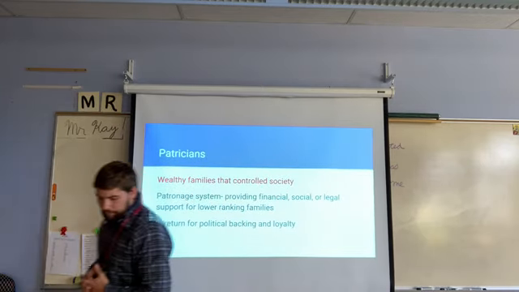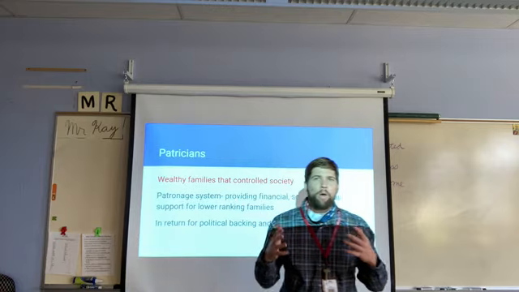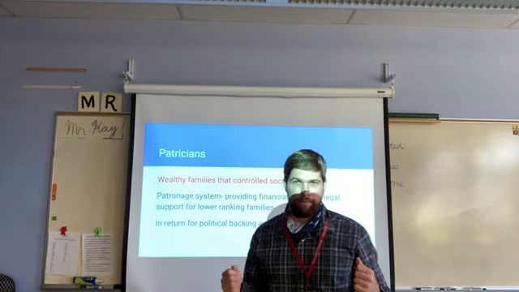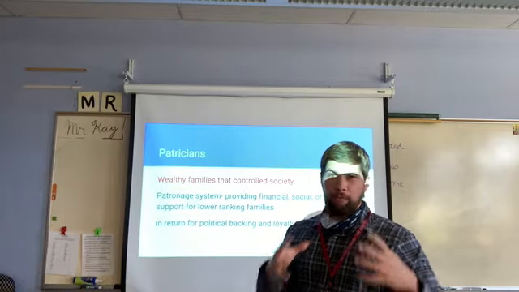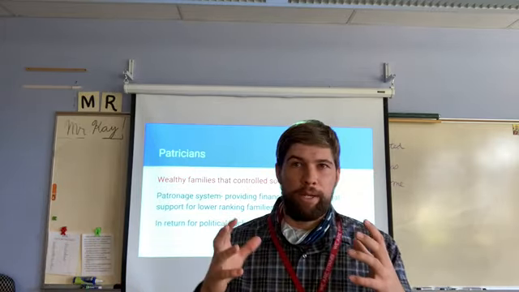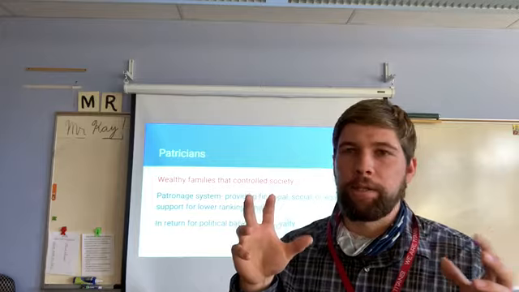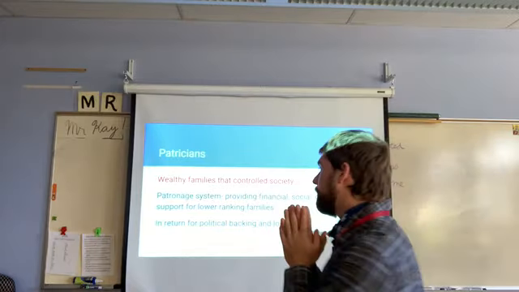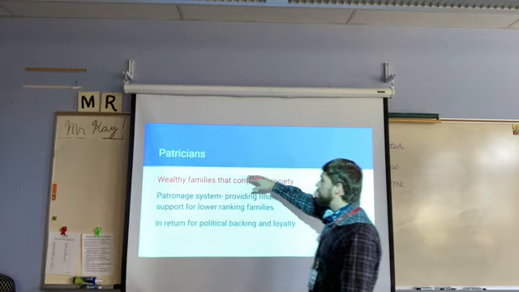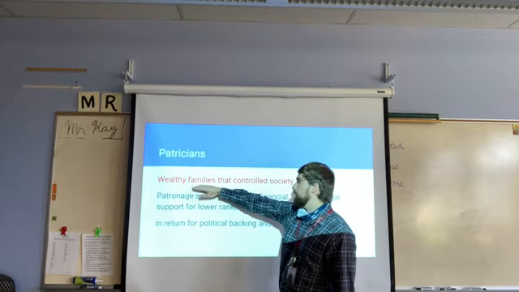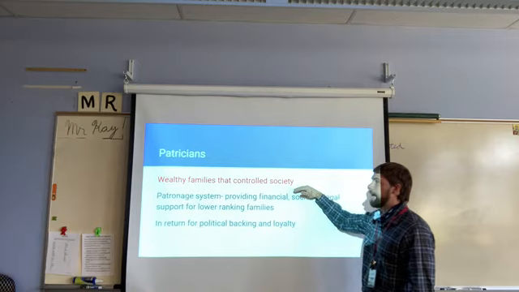Okay. So as you have probably already read in your book from Monday, we're going to have two groups that are going to form this republic. So it's kind of like a two-party system in this government. Okay. We're going to have the patricians. Okay. Now the patricians are going to be wealthy families that controlled society.